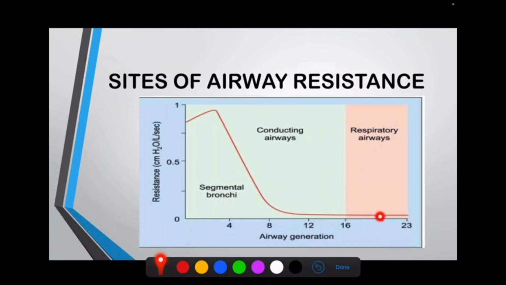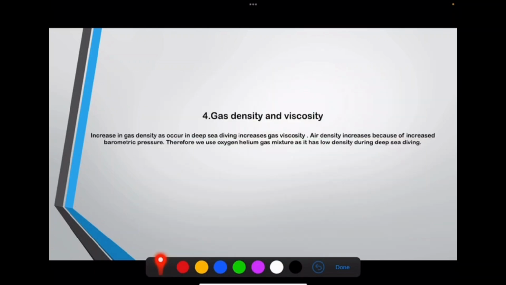Therefore, the amount of air resistance is very less in number. And the fourth point, gas density and viscosity. Increase in gas density, as occurs in deep sea diving, increases gas viscosity. Air density increases because of increased barometric pressure. Therefore, we use an oxygen-helium gas mixture as it has low density during deep sea diving.